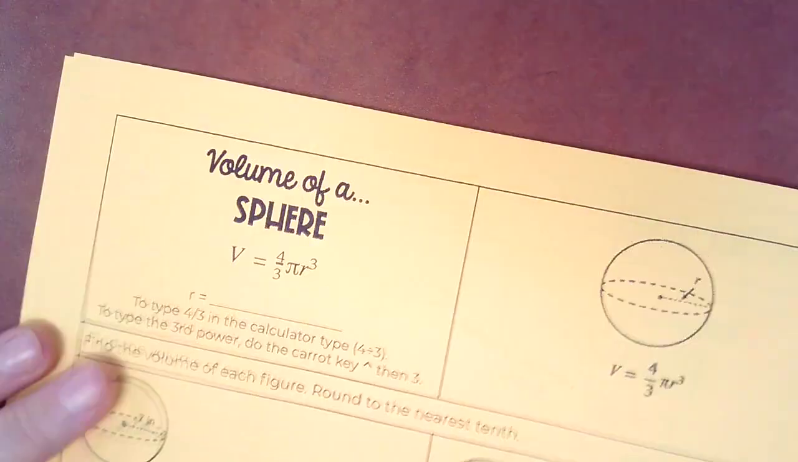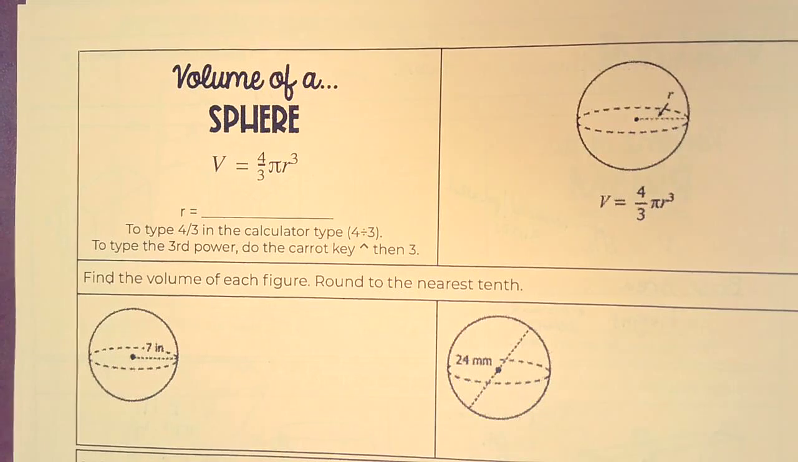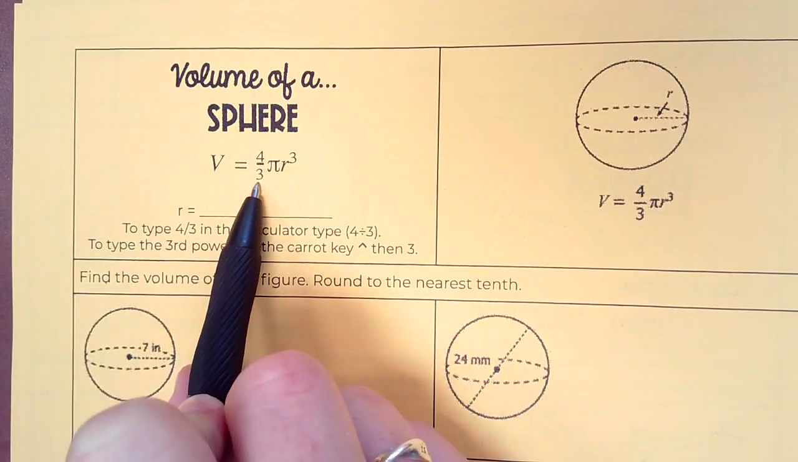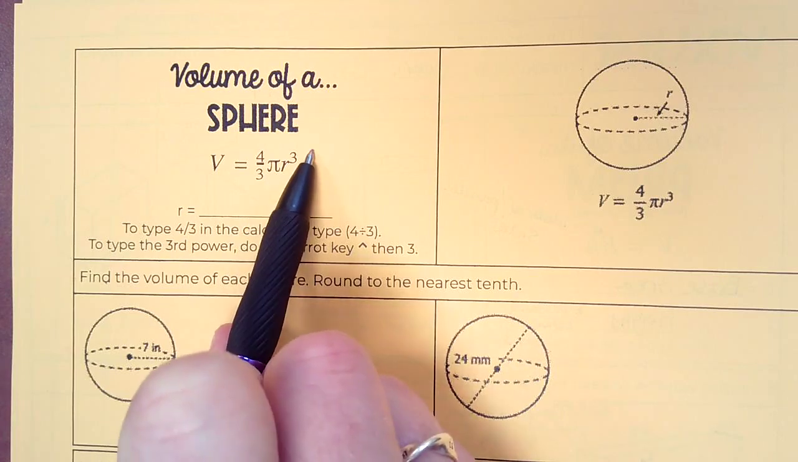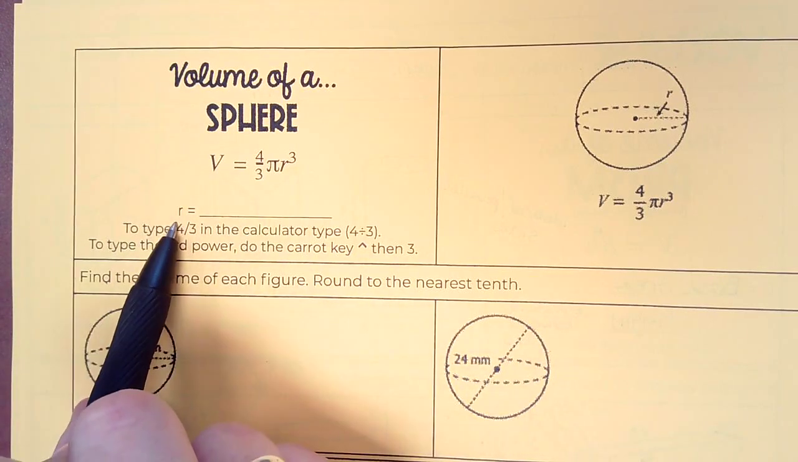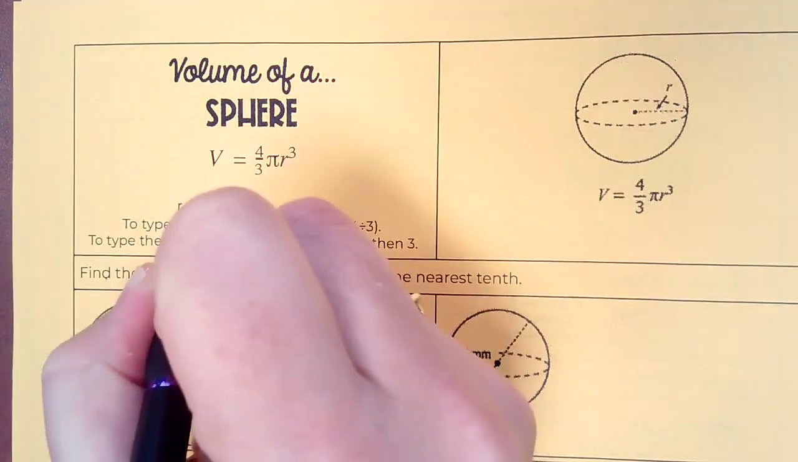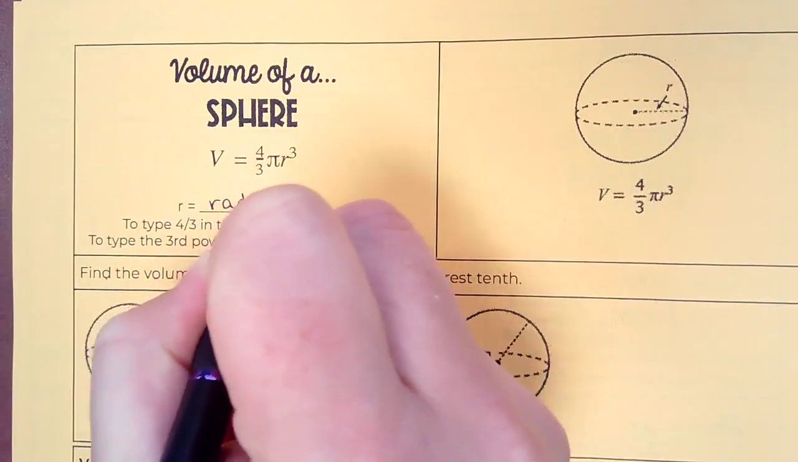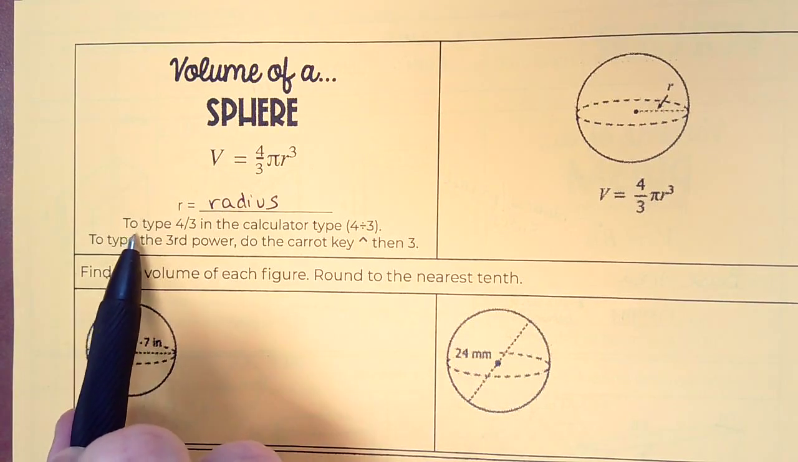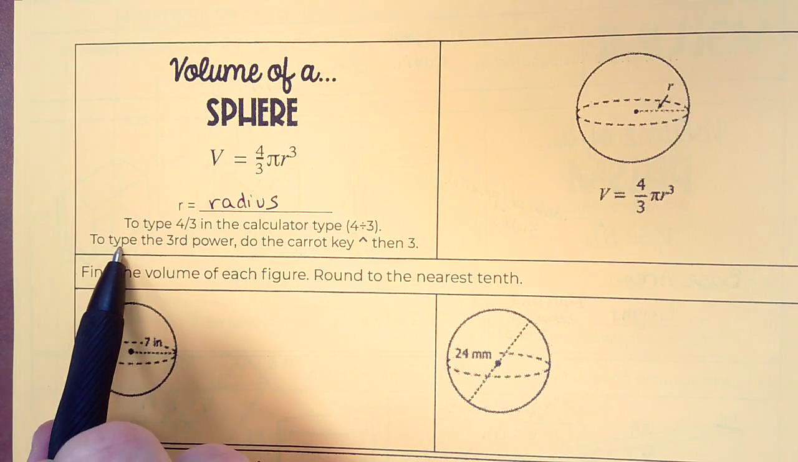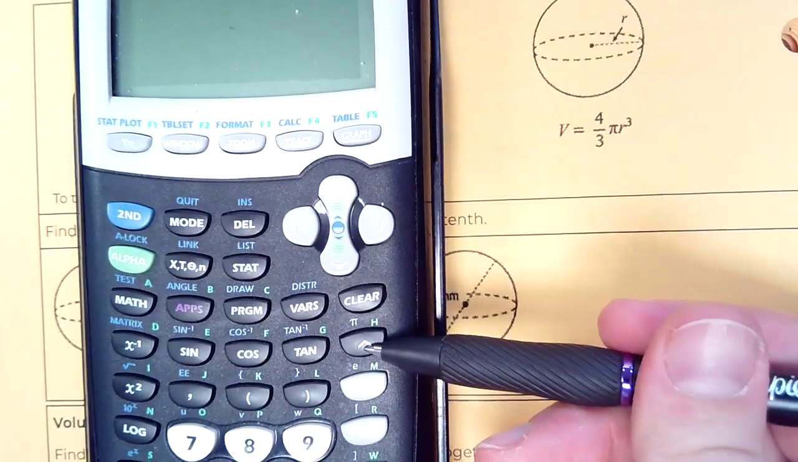All right. And our last new figure would be a sphere. The formula for a sphere is 4/3 pi r cubed. So radius, r is radius. Again, be sure to type 4/3 into the calculator as 4 divided by 3. To type power of 3, do the caret symbol, which is right above the division sign, and then the 3.